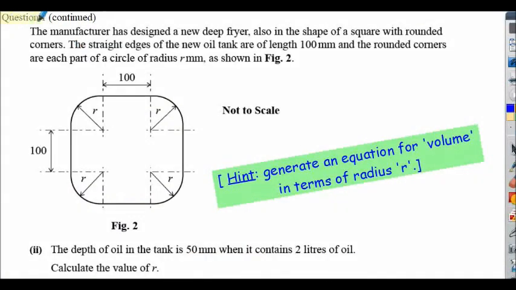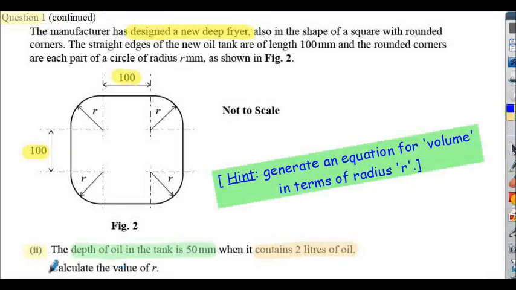This is question 1, part 2. This time it relates to a new design of the deep fat fryer. We have a different value for length here. And in the question we're given that the depth of the oil in the tank is now 50 millimeters, and that it contains 2 litres of oil. So we're given a volume effectively.